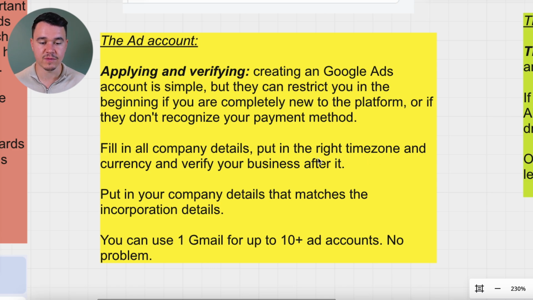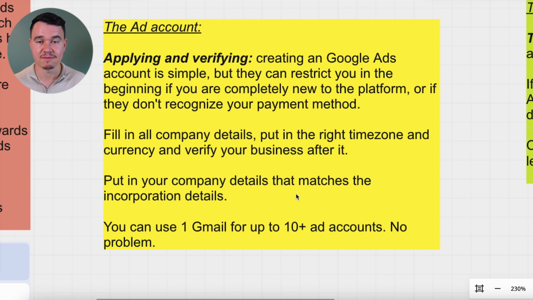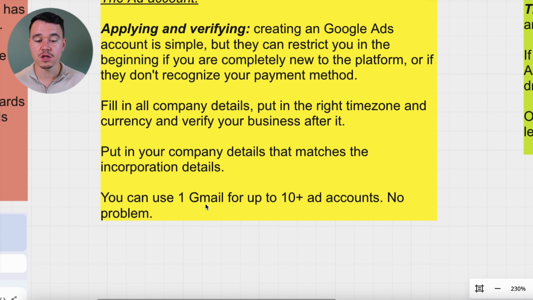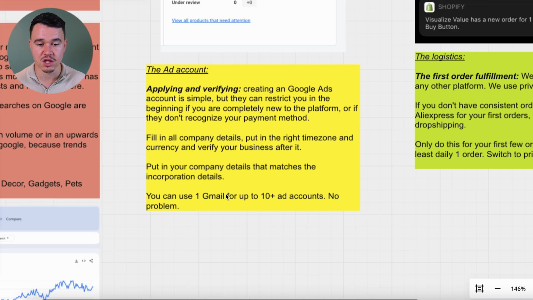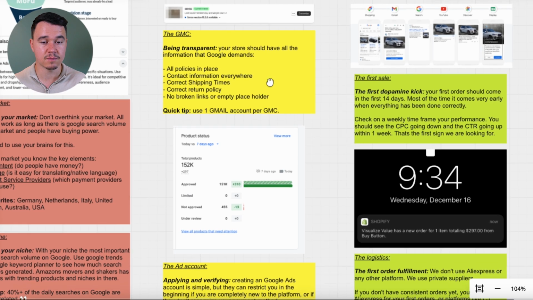Put in the right time zone and currency, and verify your business after it. Put in your company details that match the incorporation details, address, this kind of stuff. You can use 1 Gmail for up to 10 plus ad accounts. So this is no problem. You can just have multiple ad accounts in 1 Gmail. So now the fundamentals are in place.